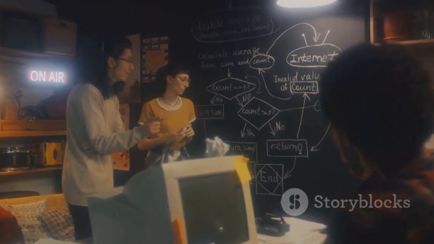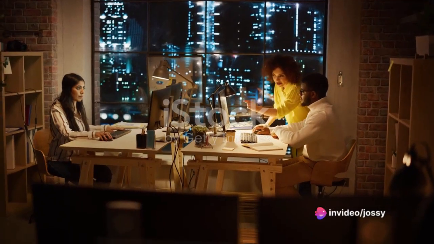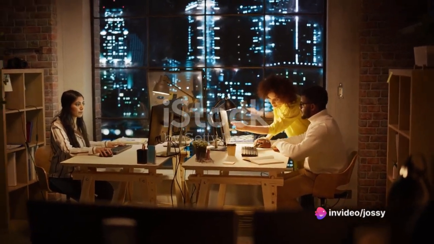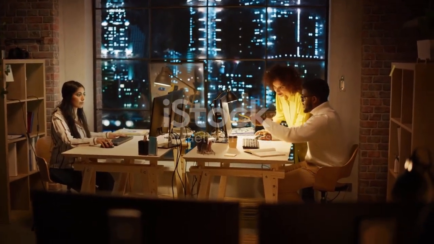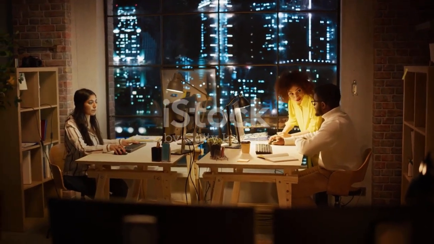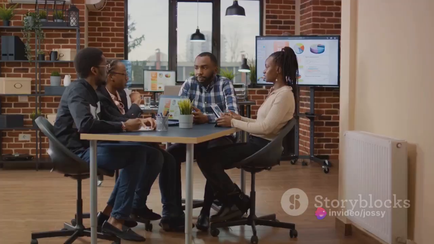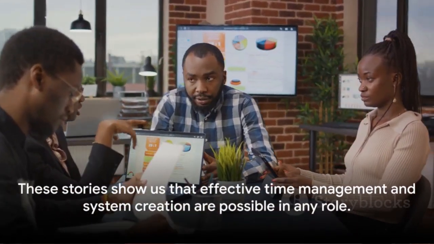These stories illustrate how different individuals, regardless of their roles, can effectively manage their time and create systems. Sarah, John, and Alice all faced challenges, but they overcame them by creating systems that worked for them. They understood the importance of not just working hard, but working smart. They knew that to truly succeed, they needed to create systems that allowed them to make the most of their time and efforts. These stories show us that effective time management and system creation are possible in any role.